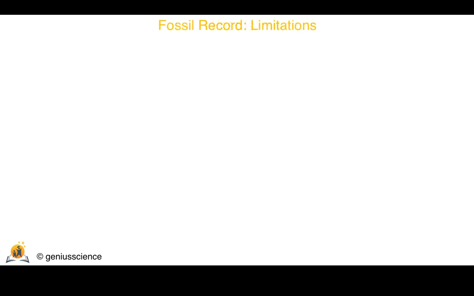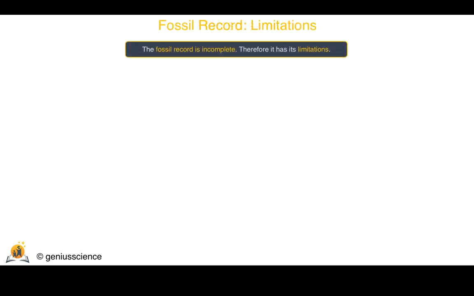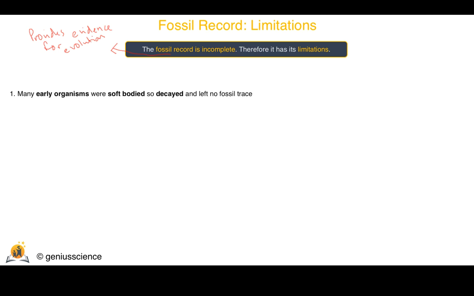The fossil record is incomplete, therefore it has its limitations. The fossil record provides evidence for evolution. Here are some limitations of the fossil record. The first one is that many early organisms were soft-bodied, so decayed and left no fossil trace. These early organisms were also destroyed by geological formations of mountain ranges, continents moving, erosion and volcanic activity.